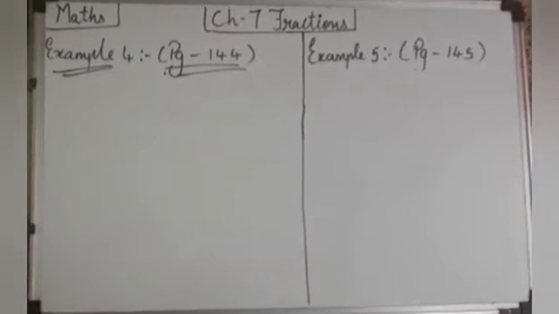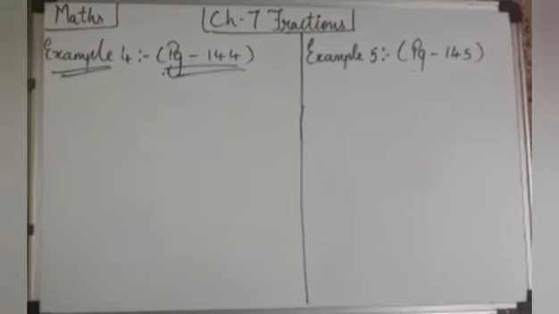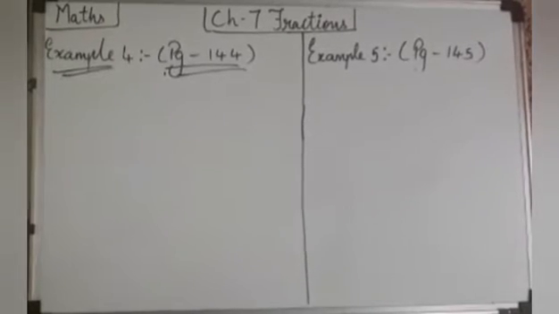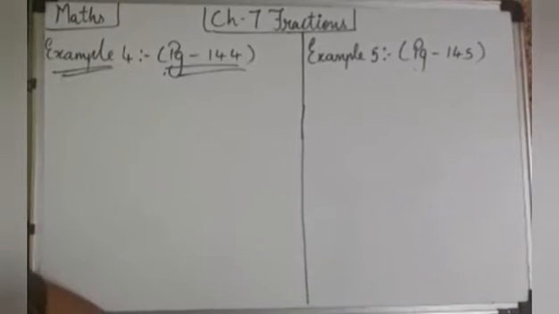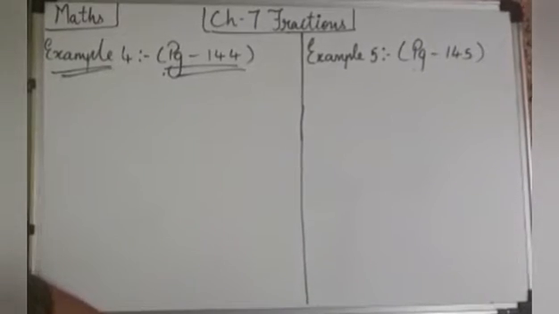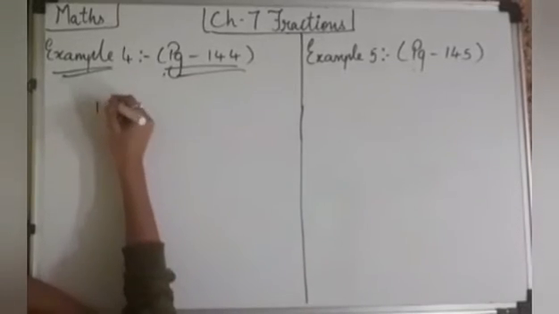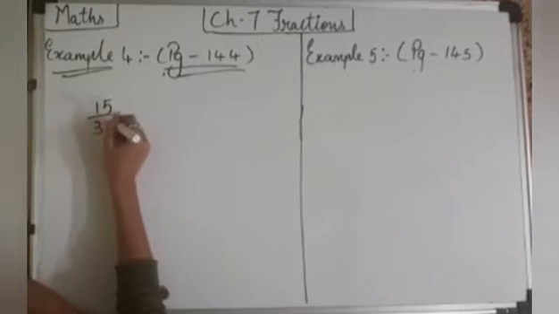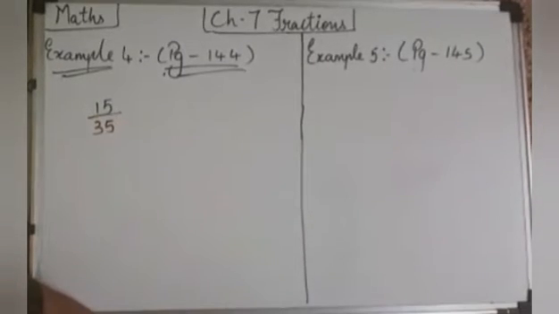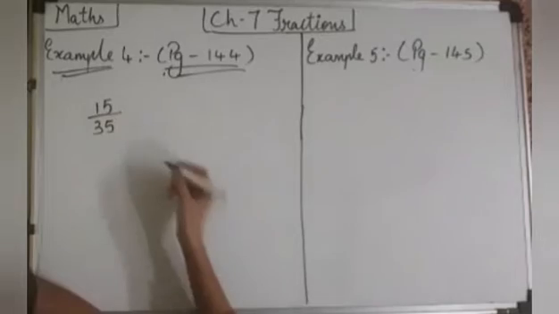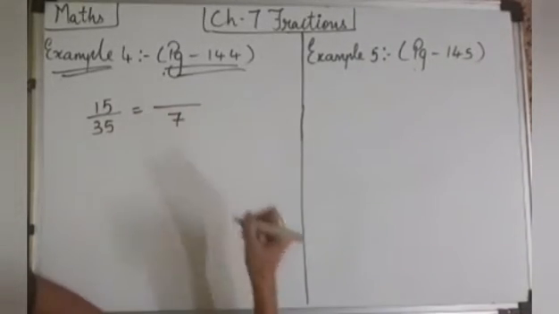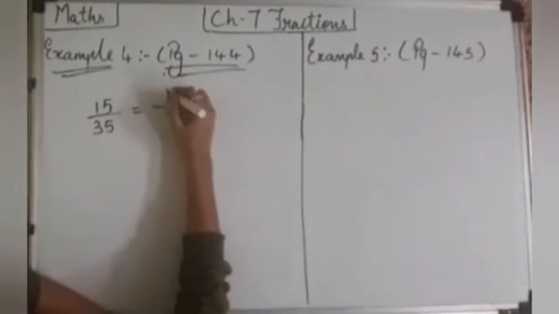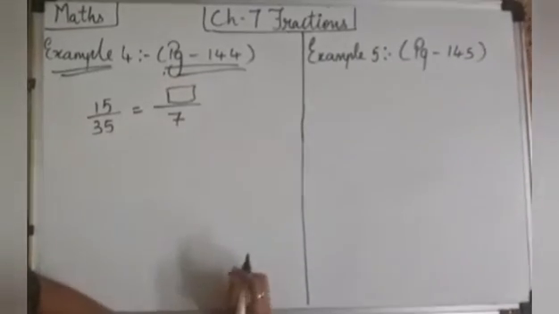Today we are going to do example number 4 from page number 144. Come on, open your textbook. In example number 4, the question is: find the equivalent fraction of 15 upon 35 with the denominator 7. Everyone knows denominator means the bottom term. So we have to find the numerator.